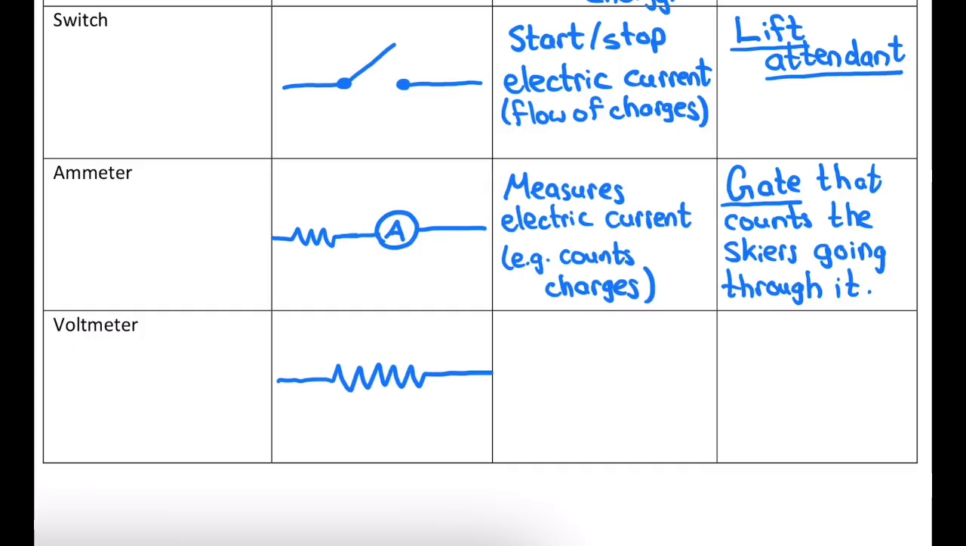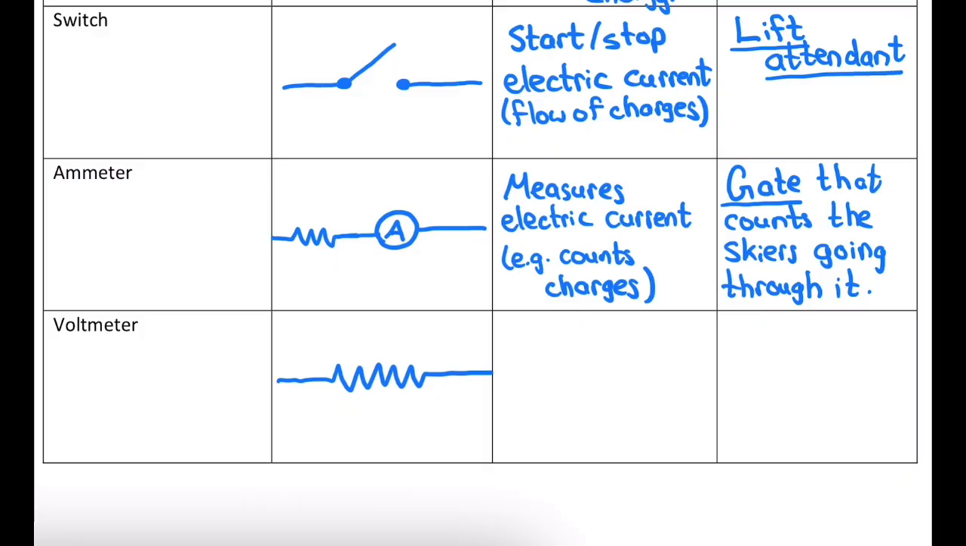But the point is, the charges coming into this device will have a high potential energy, and then the charges going out the other side will have a lower potential energy. Because in the device, some of that potential energy would have been converted to heat, if this is a heater, or light, if this is a lamp, or kinetic energy, if this is a motor. So we have less potential energy coming out than coming in. And a voltmeter is used to measure that difference.